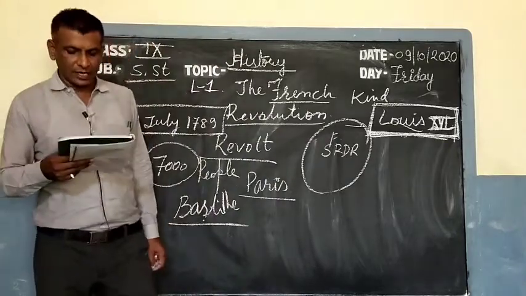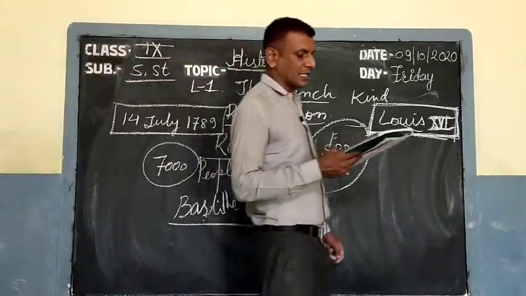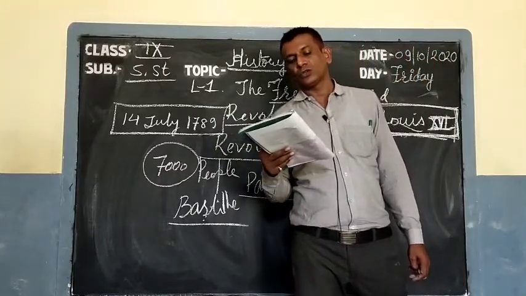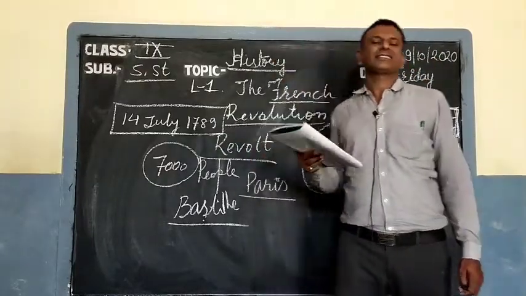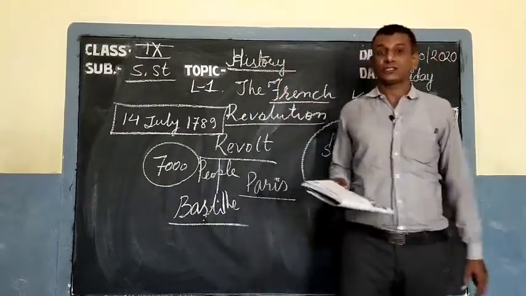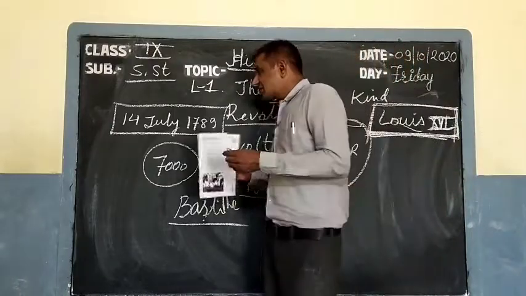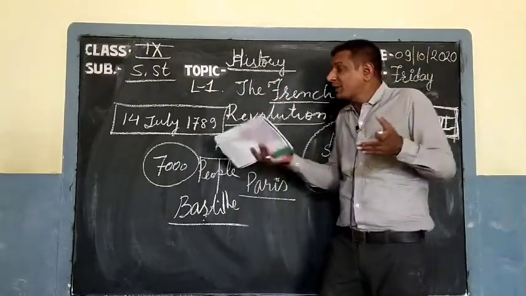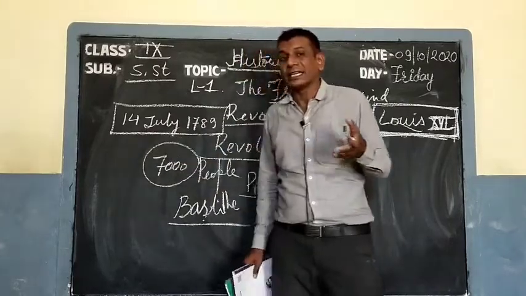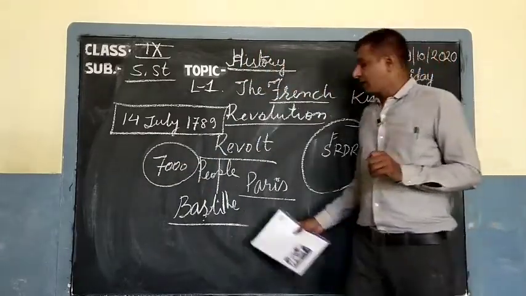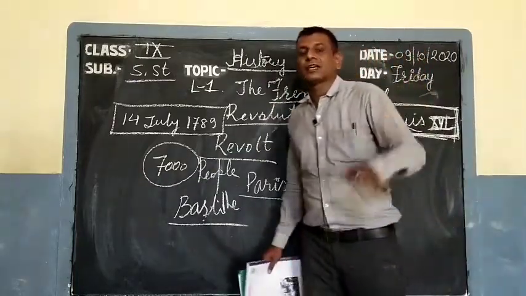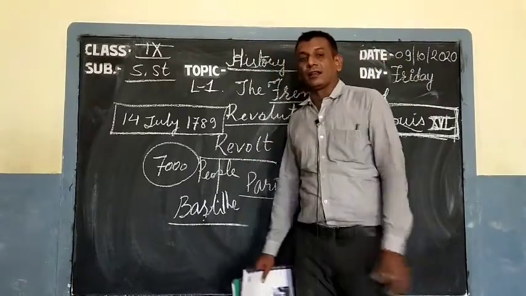And the fortress was demolished, and its stone fragments were sold in the markets to those who wished to keep a souvenir of its destruction. So they destroyed Bastille Fort. People destroyed Bastille Fort. So we are just going to see what people did that day. What happened on 14 July? People destroyed Bastille Fort and killed the commander of this jail.